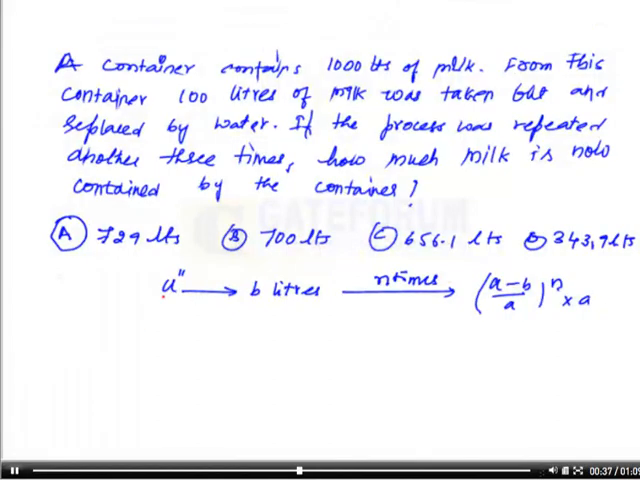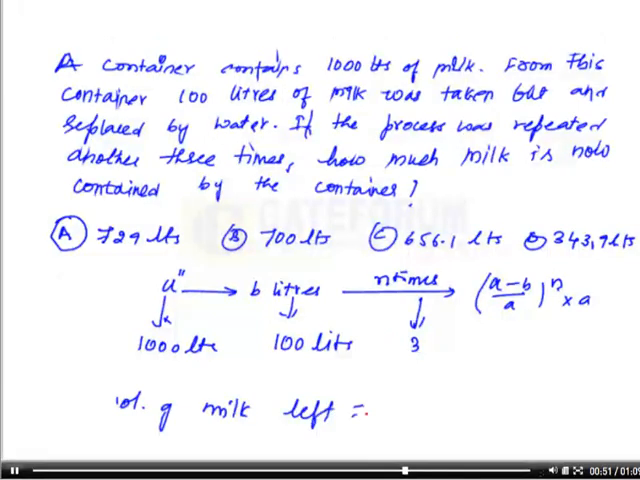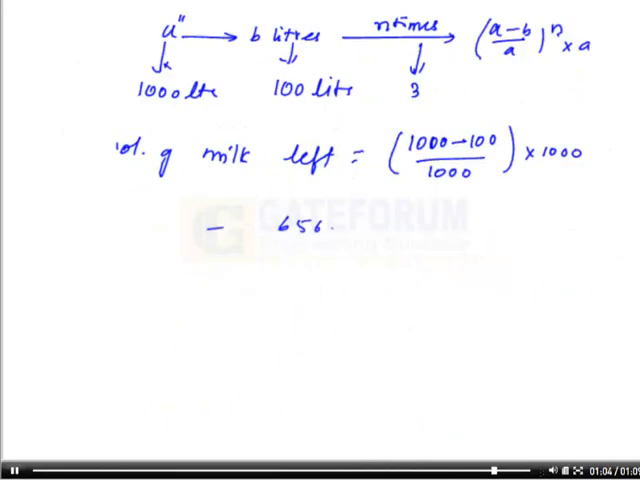Now here, initially A, that is, there is 1000 liters of milk, of which every time 100 liters are removed for 3 times. If we substitute all these values in the formula, the volume of milk left in the container will be 1000 minus 100 by 1000 into 1000. If we simplify, it will be 656.1 liters, which is nothing but option C.